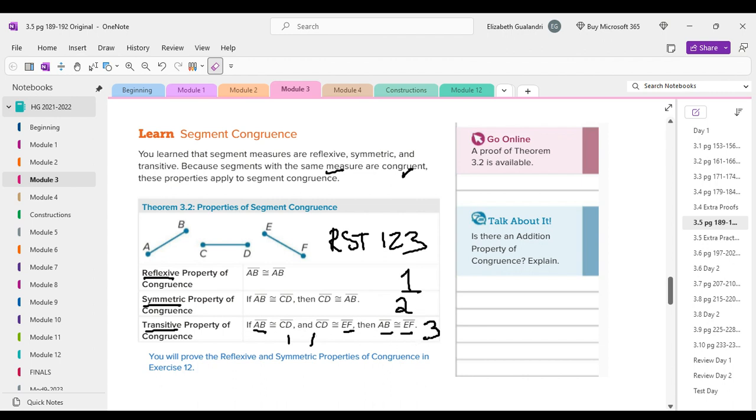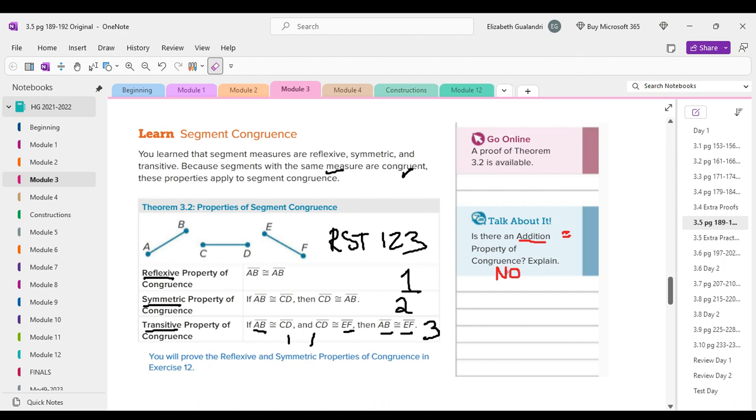So either way that you want to read through that, but we have these properties again. A good question that happens on the side here, and if you didn't see it, do take a look at it. Is there an addition property of congruence? The answer to this one is going to be a no, because addition is something that happens with equality. It does not happen with congruence.